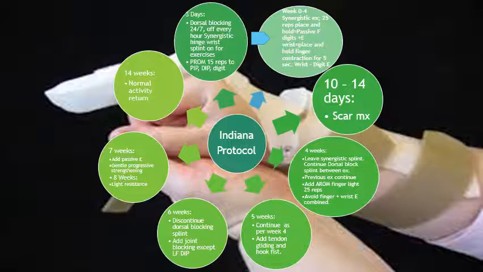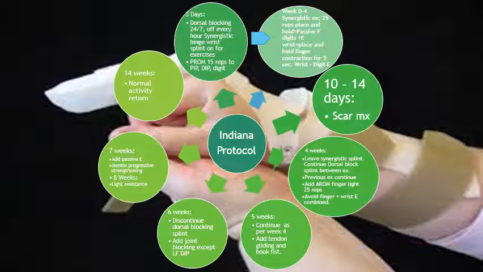At 4 weeks, leave the synergistic splint, but continue with the dorsal blocking splint between exercises. Continue still with the previously mentioned exercises, but add active range of motion, finger, light movements, 25 repetitions in each exercise session. Avoid finger and wrist extension as a combined movement.